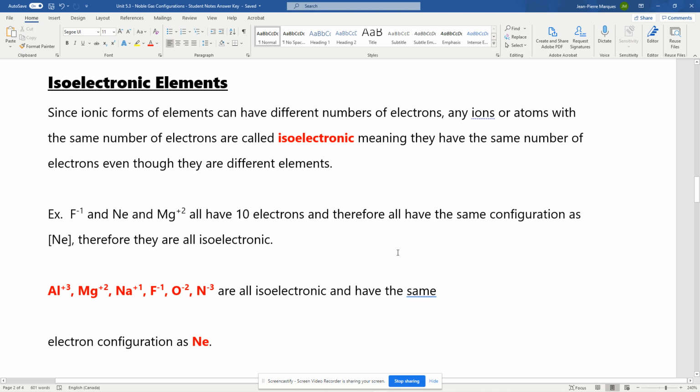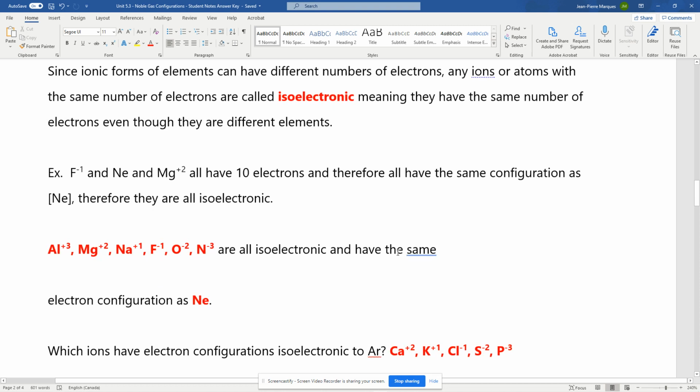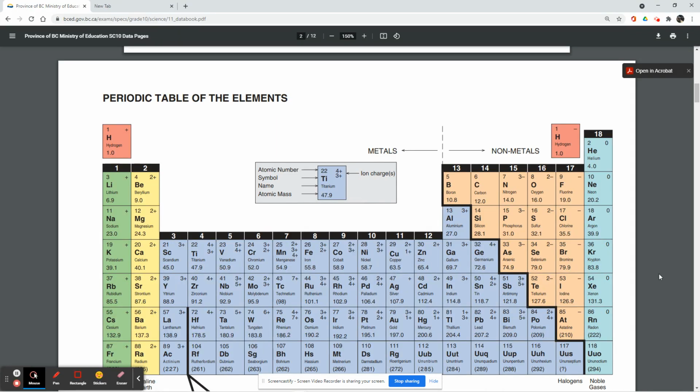Okay, let me get you to try this. Which ions have electron configurations isoelectronic to argon? For example, let's find argon on our periodic table. It is right here. If you don't know the reason, remember, the reason why atoms become ions is to become like the closest noble gas. Noble gases are stable because they have full outer valence shells, and therefore these atoms will form these ions to become like the closest noble gas.